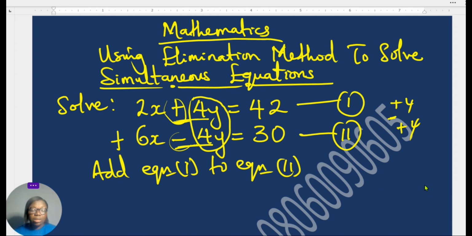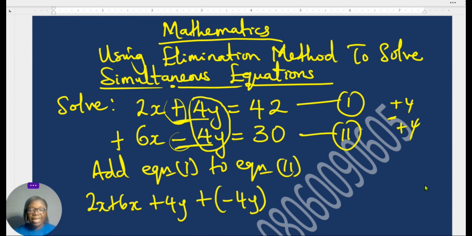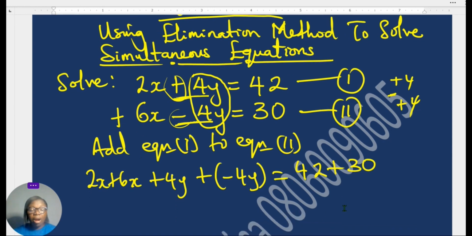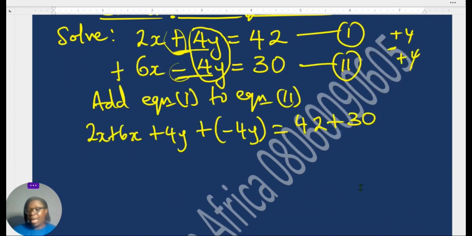So we're going to add. That will be 2x plus 6x. Can you see me adding? Then plus 4y minus 4y, equals 42 plus 30. There is a reason we are adding. Don't forget that reason. It is because the signs are different. Now let's simplify and keep solving.